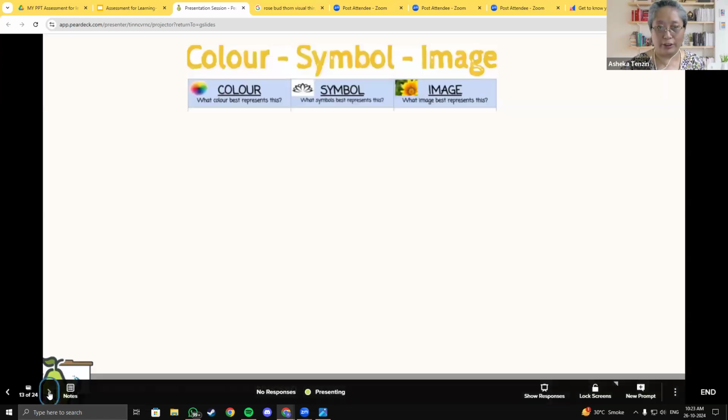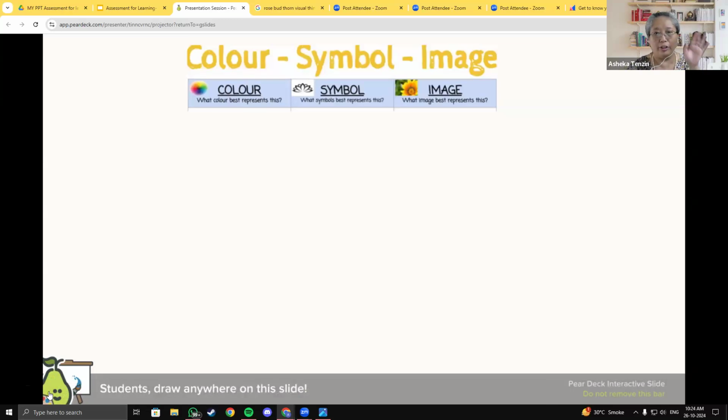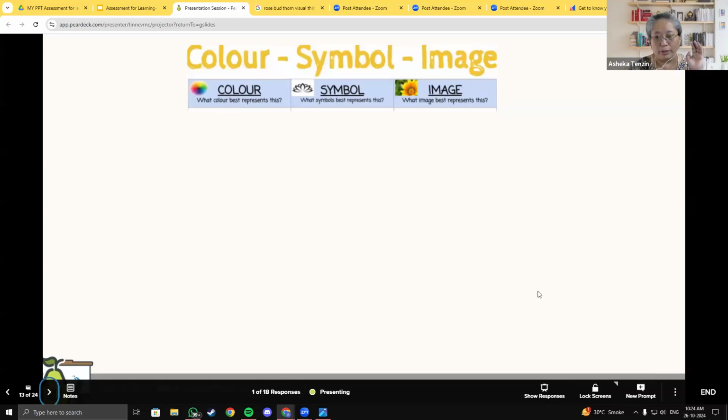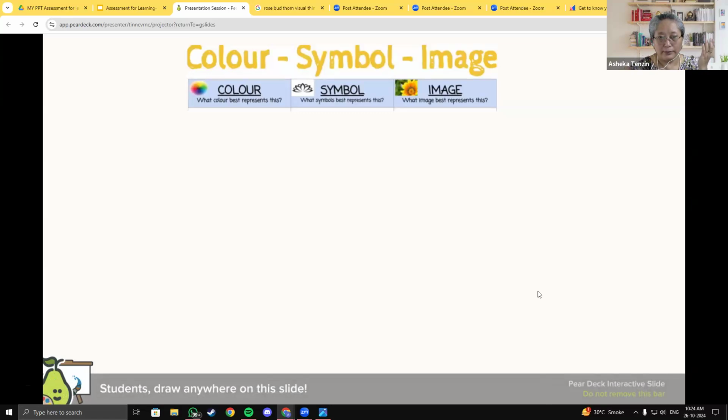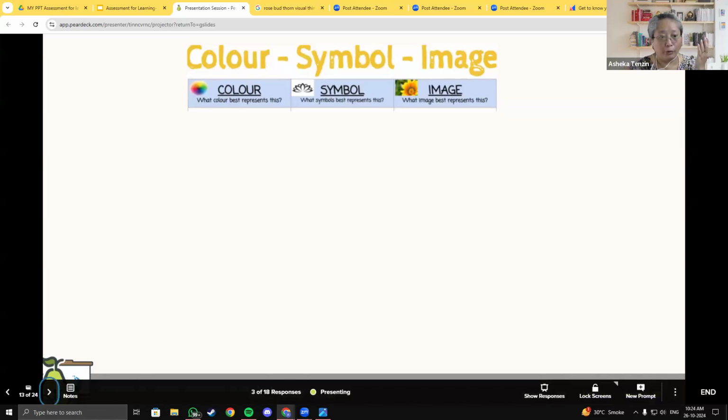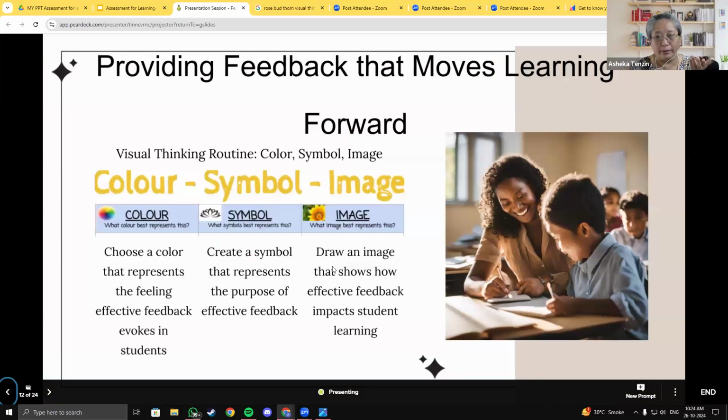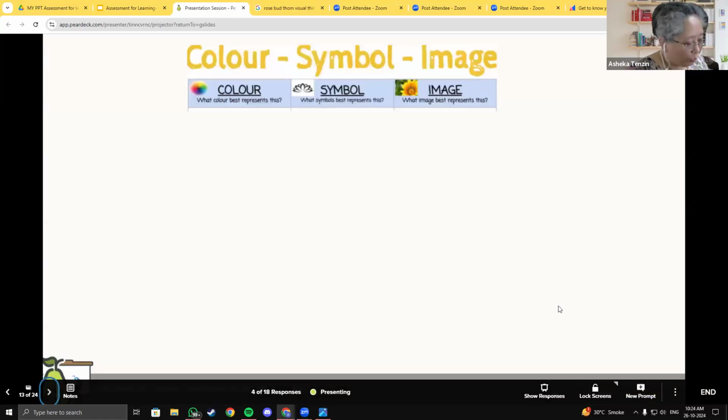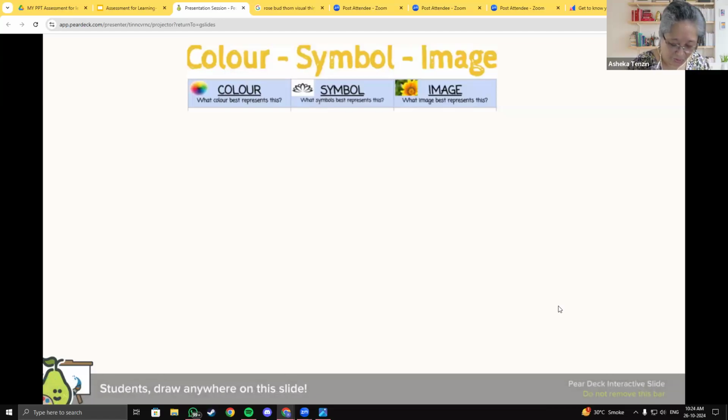My next sheet is your task. You can draw over here on this sheet. You will need to write your name also, otherwise I will not know who has responded. Choose a color. I would want you to take a screenshot of this so that you know what you are doing. Please take a screenshot of this, and you complete this particular task. You have 3 minutes to complete this.